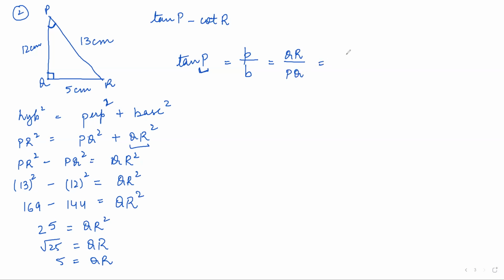So QR is 5 centimeter and PQ is 12 centimeters. So centimeter will cancel out. 5 by 12 is the ratio, right? And now I want cot of R also. Cot of R, that means I'm looking at this angle now, right? First of all, what's the formula? Cot.